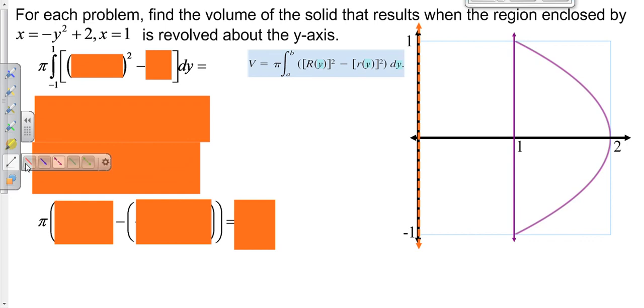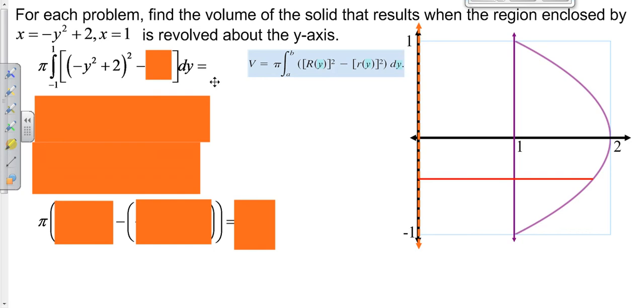We then need to have our outer radius going from our axis of revolution to our function. We need to take what's on the right, which is our function, minus what's on the left, which is our axis of revolution, which is 0. So we've got to have our function, our parabola, minus 0. Minus 0 doesn't change it, and then that's squared because we got to do our outer radius squared.